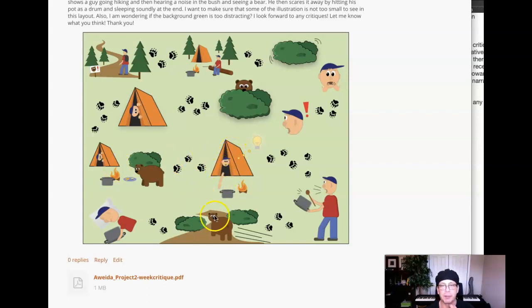So right here, he's reaching for the pan. He gets the idea, reaching for the pan. Then he's banging the pan. Bear runs away, and he's happy again. Right now, a couple of recommendations.